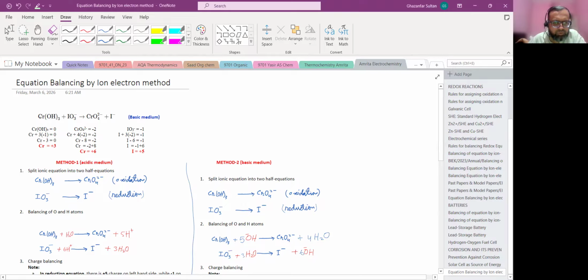For chromium hydroxide, chromium is +3. As you can see, the overall charge on this chromium hydroxide is 0, so we have written 0. OH has a -1 charge. As there are 3 OH groups, 3 multiplied by -1 is -3. So Cr minus 3 is equal to 0, and the oxidation state of chromium in chromium hydroxide is +3.